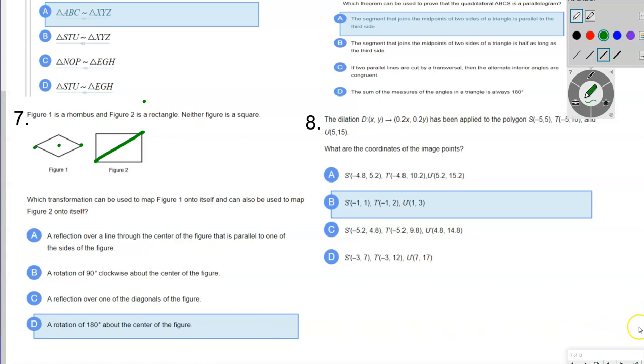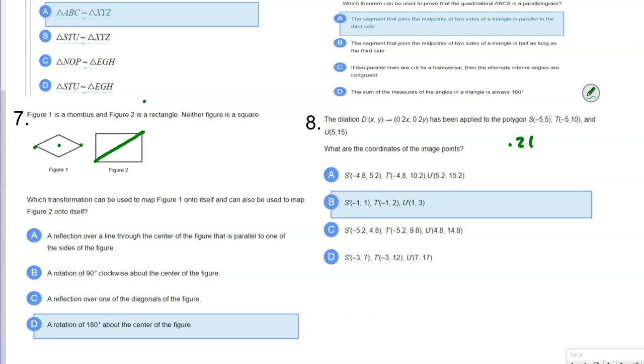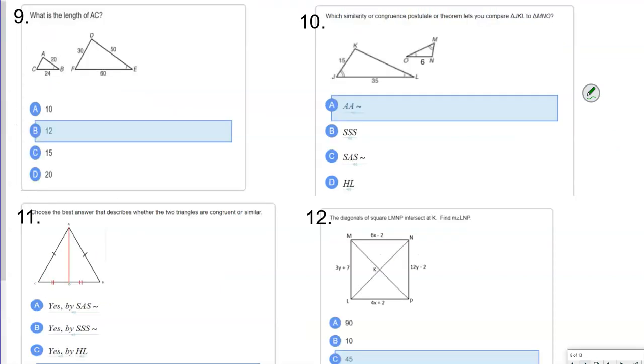Now, number 8 says a dilation 0.2x, 0.2y. So all we have to do here is the dilation, right? So it's talking about all these points. So let's just start with our first point, which is -5. So we're going to do 0.2 times -5. That gives us -1. And then we're going to do 0.2 times our 5, and that's going to give us 1. So that's the only one that has that answer. So that is the answer. We didn't have to do all the points.